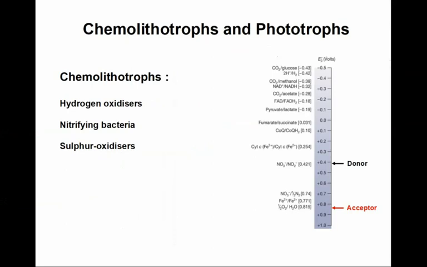So chemolithotrophs. There are 3 different types here: hydrogen oxidizers, nitrifying bacteria, and sulfur oxidizers. And what they are doing is generating metabolic energy from a redox reaction between 2 inorganic compounds, one electron donor, one electron acceptor, but they're both inorganic. There's no organic carbon involved.